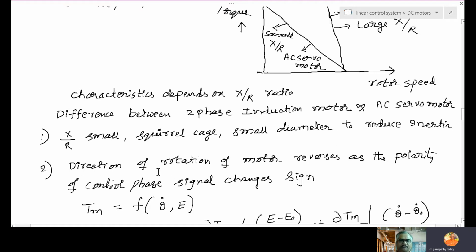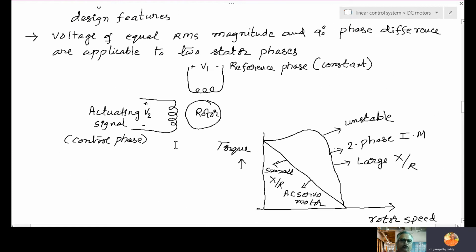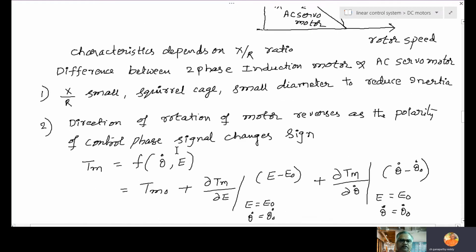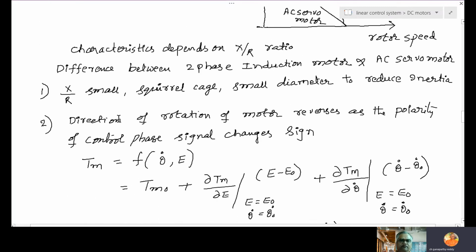Second one, the direction of rotation of the motor reverses as the polarity of the control phase signal changes sign. So this is the control phase, the actuating signal, an AC signal. There is a reference phase, and the reference phase is constant. If you change this polarity, the motor direction will change. That is the second point.